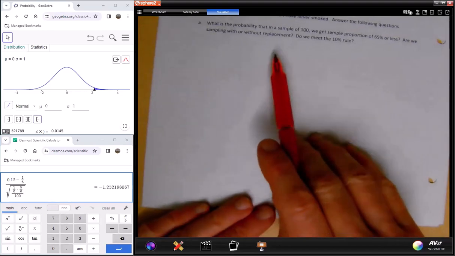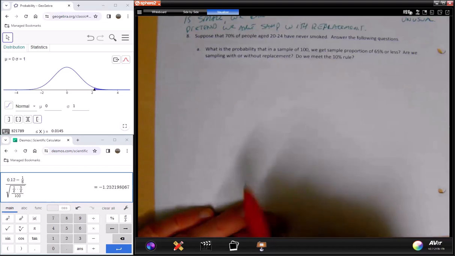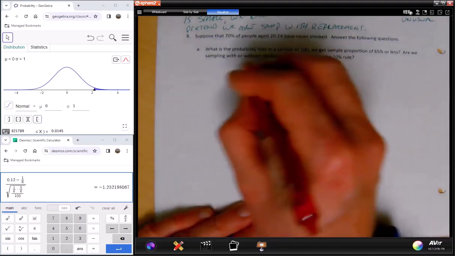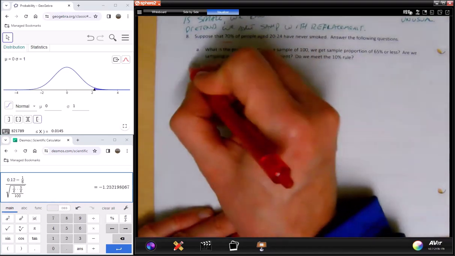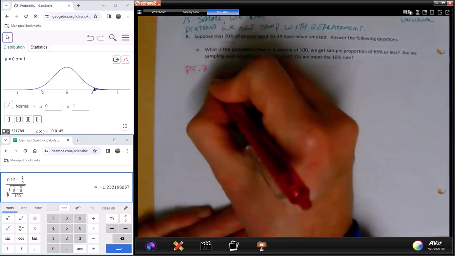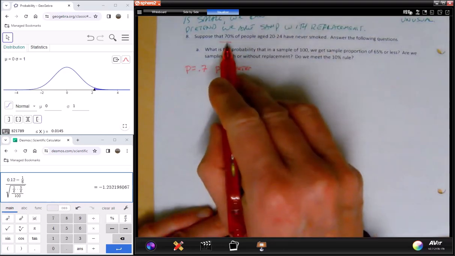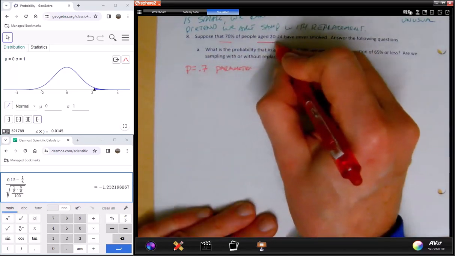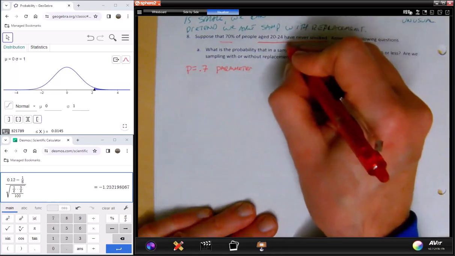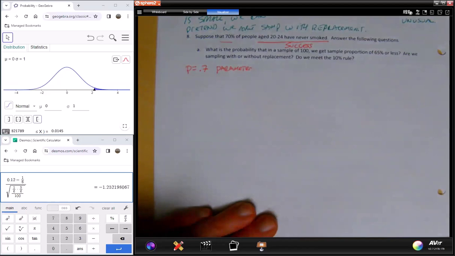Suppose that 70% of the people age 20 to 24 have never smoked. Answer the following questions. So notice the way this is stated. Suppose, it's asking you to believe that this number is the parameter, the true value. Clearly it's a proportion, and this is success. Success is a person in that age group has never smoked.